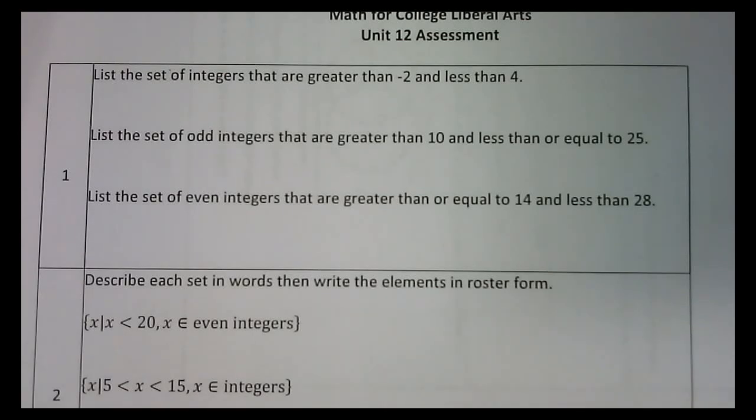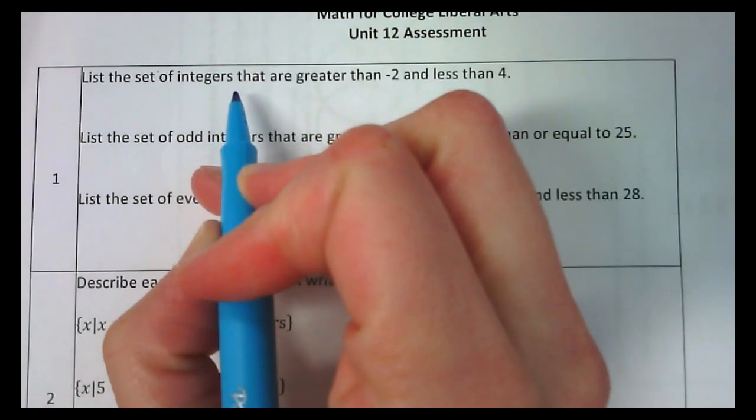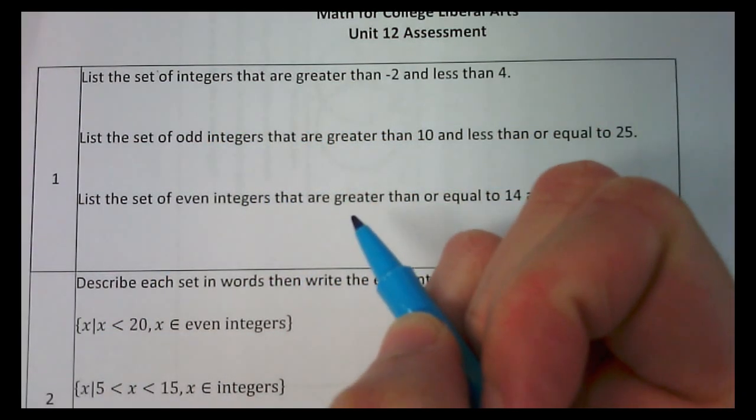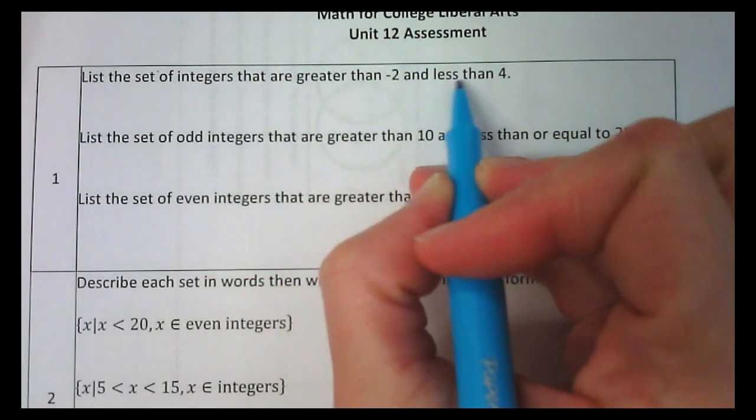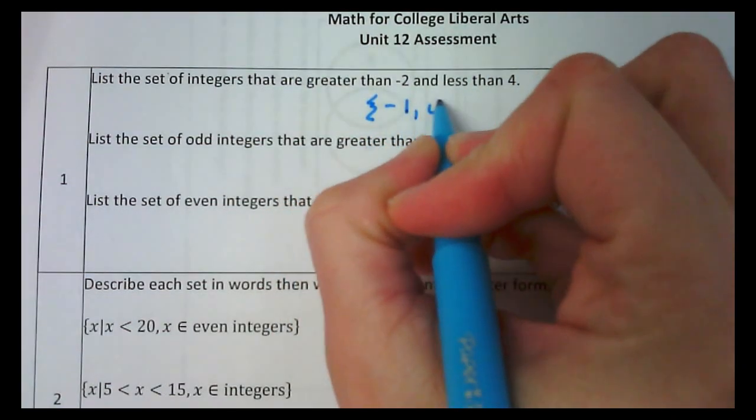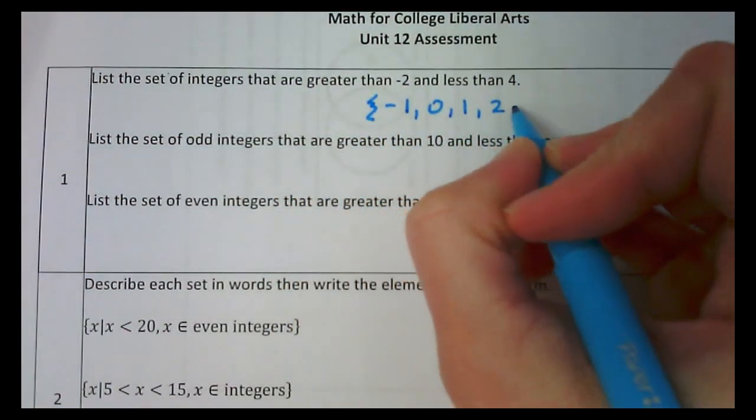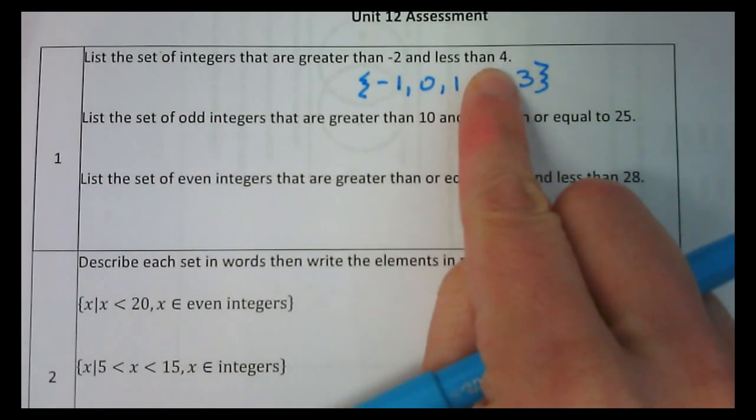All right, number 1 says we're listing the set of integers. Integers are positive and negative numbers, but there's no decimals and no fractions. Greater than -2 and less than 4. So greater than -2 would be -1, 0, 1, 2, 3. I stop here because it says less than 4.